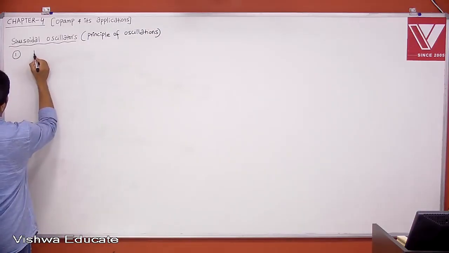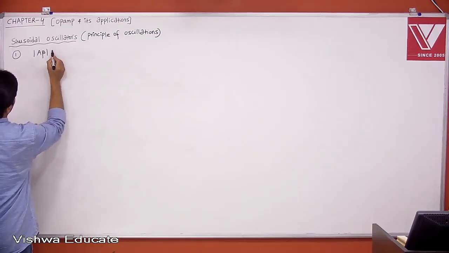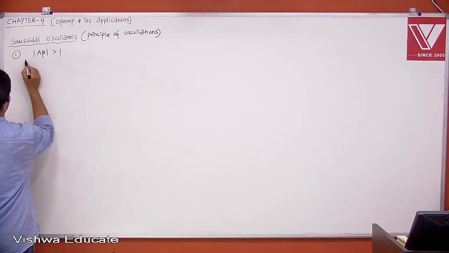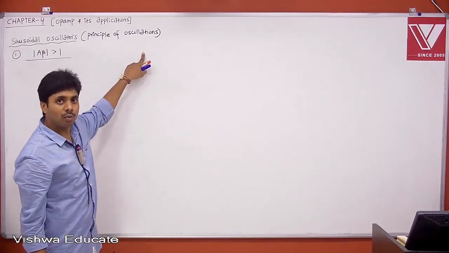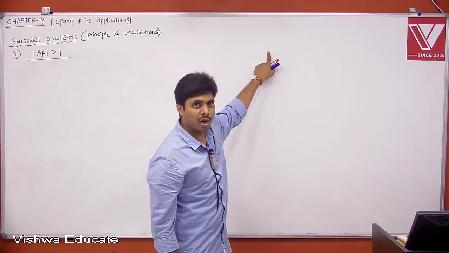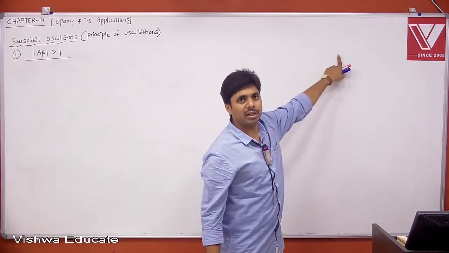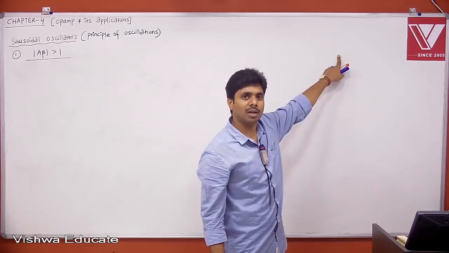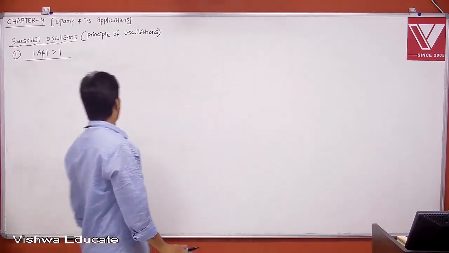let us consider mod A beta, which is nothing but loop gain. Case 1, loop gain greater than 1. Case 2, loop gain less than 1. Case 3, loop gain is equal to 1. Case 4, loop gain is equal to 1 without any input. That is what I am going to explain. Now let's see.